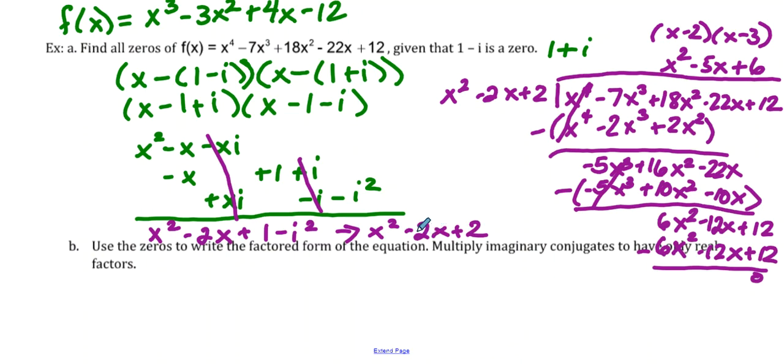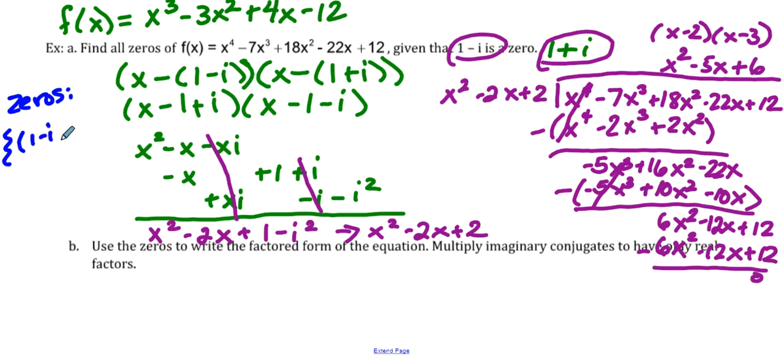So let's see. The zeros they gave us this as a 0. They give us this as a 0. And then these two factors give us 2 more zeros. So let me just make a comprehensive list of zeros here. Zeros. And I have 1 minus i and 1 plus i. And then this factor gives me a 0 of 2, and this factor gives me a 0 of 3.